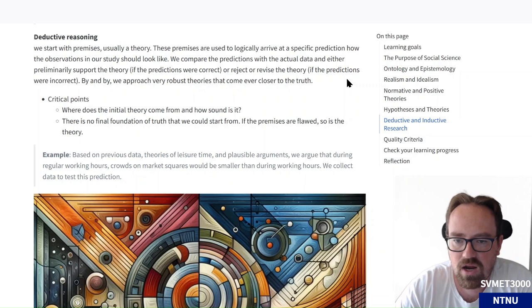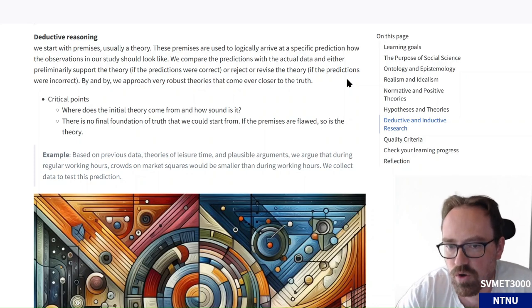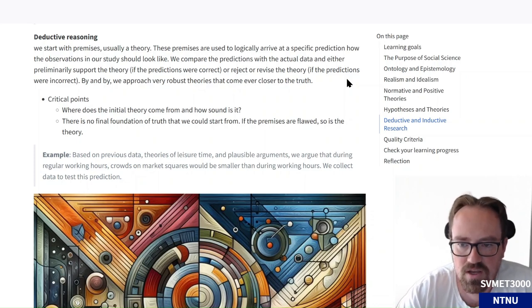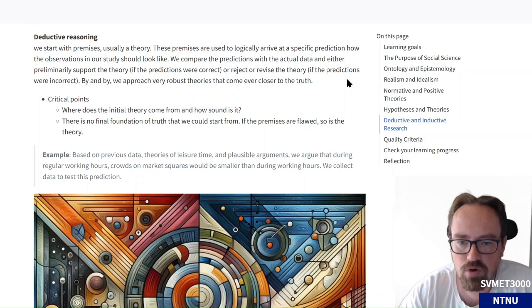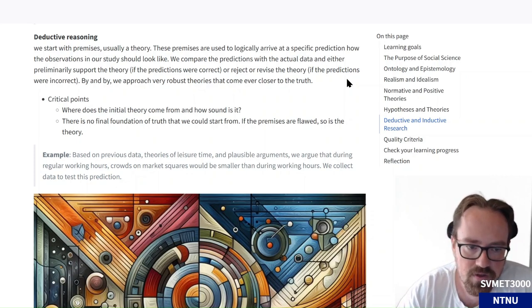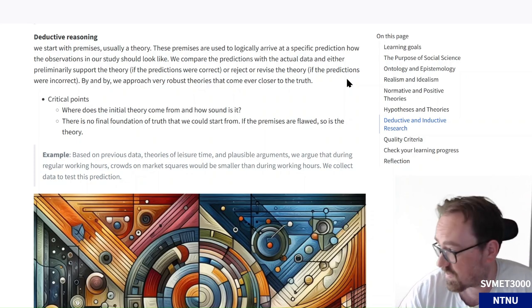We then compare these predictions with the actual data that we've collected based on what the theory says we should observe, and either preliminarily support the theory or reject or revise the theory if the predictions were incorrect. By and by, we would then arrive at more robust theories that come ever closer to the truth. The critical points here are: where does the initial theory come from and how sound is it?